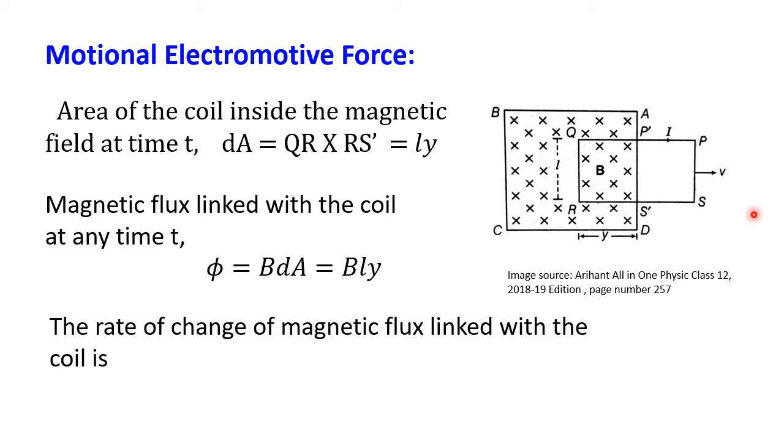For that purpose, the rate of change of magnetic flux linked with the coil, that is d phi B by dt. If you differentiate B L Y with respect to time, it gives the rate of change of magnetic flux. Here B is constant, L is constant, and as we are moving, Y will change. So we can write the expression like this: d phi B by dt equals B L into dy by dt. Here the rate of change of Y is nothing but the rate of change of displacement, nothing but velocity. So instead of dy by dt we can write the velocity expression. Therefore the rate of change of flux equals B into L into v.